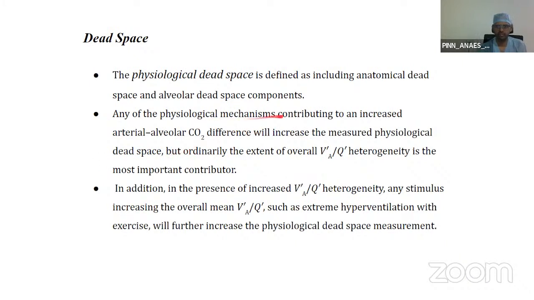So any of the physiological mechanisms contributing to an increased arterial-alveolar carbon dioxide difference will increase the measured physiological dead space. But ordinarily, the extent of overall VQ heterogeneity is the most important contributor. In addition, in the presence of increased VQ heterogeneity, any stimulus increasing the overall mean VQ ratios, such as extreme hyperventilation with exercise, will further increase the physiological dead space measurement.